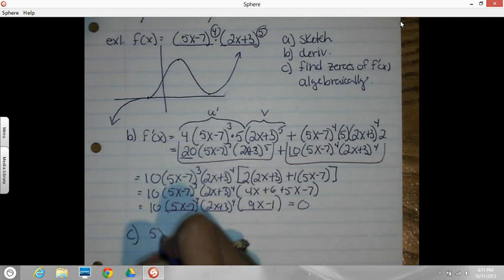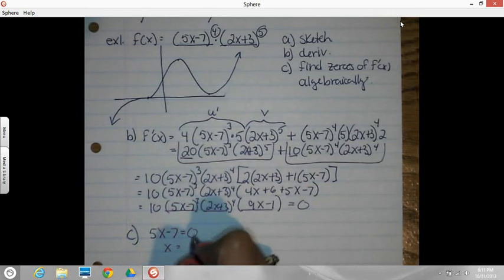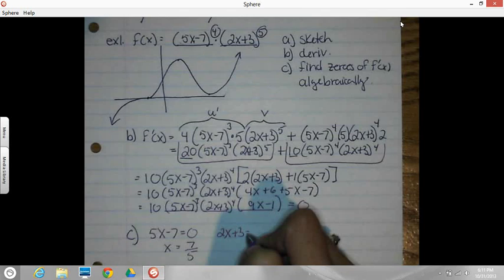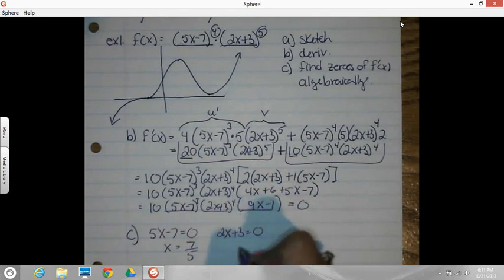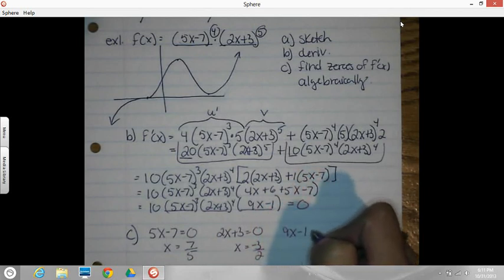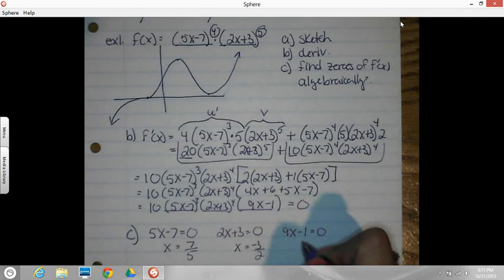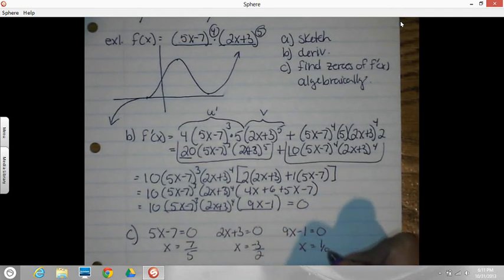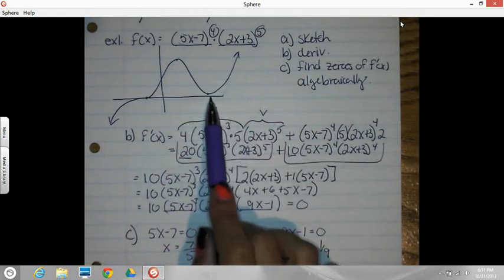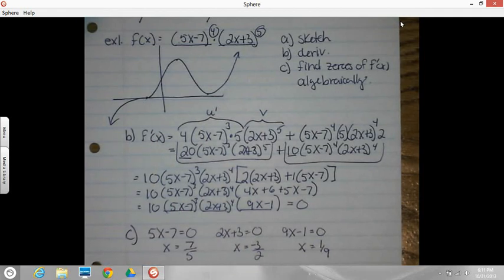So 5x minus 7 equals 0. If I solve that, I'm going to add 7, divide by 5. So at 7/5, I've got a 0. 2x plus 3 could equal 0. If I subtract 3, divide by 2. Negative 3 halves, that's negative 1.5. And then I've got 9x minus 1 equals 0. Add 1, divide by 9. 1/9. So you can see this must have been my 1/9. This is my 7/5, and this is my negative 1.5. Okay, we've got that one.